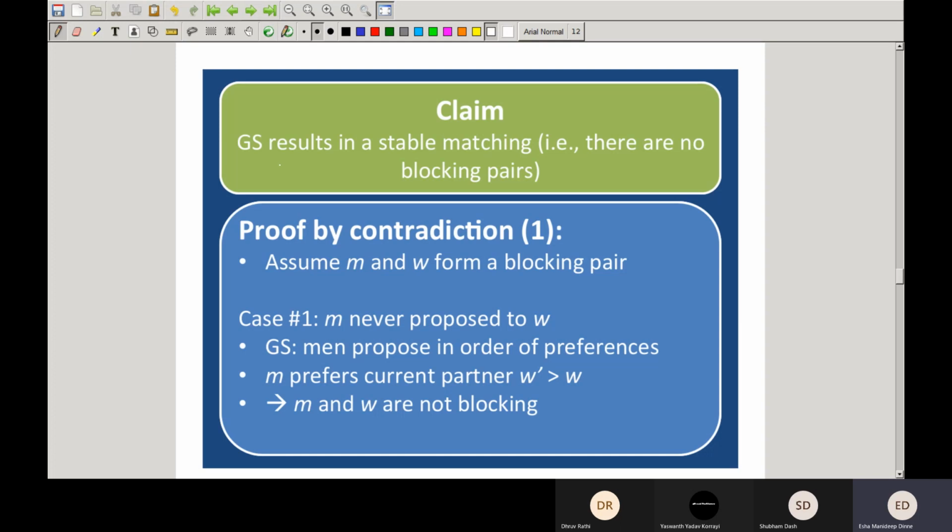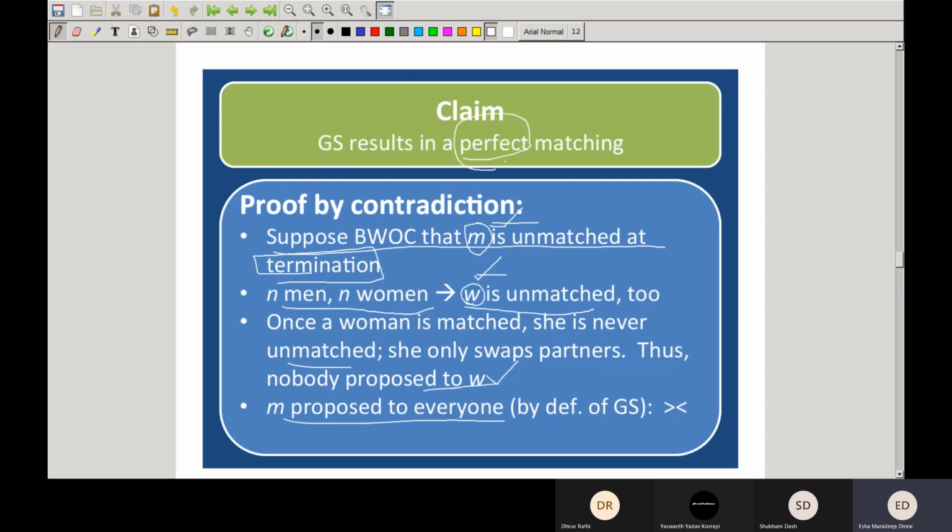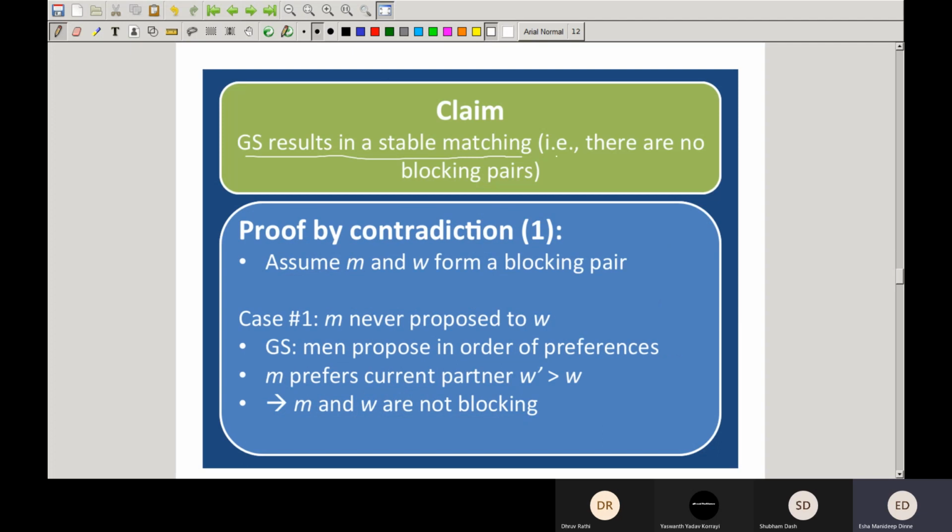Now this proves that there will be no man or woman left out after the termination of the loop. Now we will prove that the algorithm we just did results in a stable matching. Assume some M and W form a blocking pair. A blocking pair is a pair where M and W prefer each other more than their current partners.